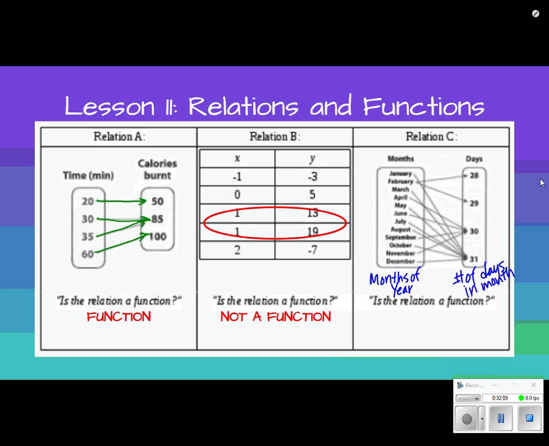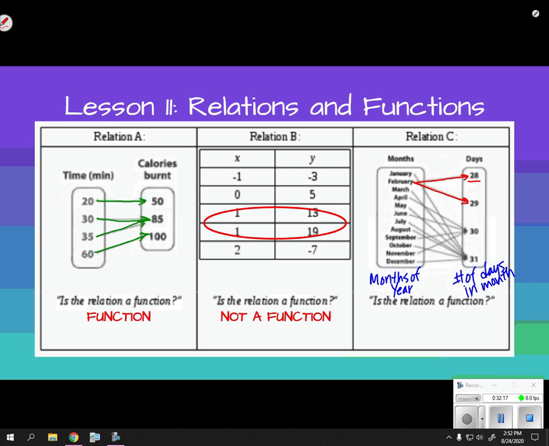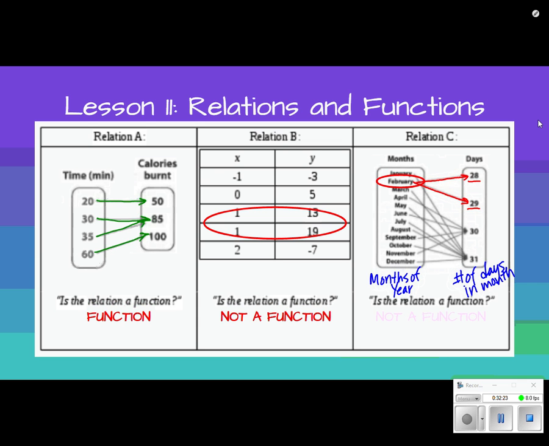And then my relation C, you may have had a hard time seeing it, but right here, February is causing some problems. Because sometimes February has 28 days and sometimes February has 29 days. So because of that, this is not a function. All right, let's see what else we got. I think we have some more examples. So is it a function or not a function?